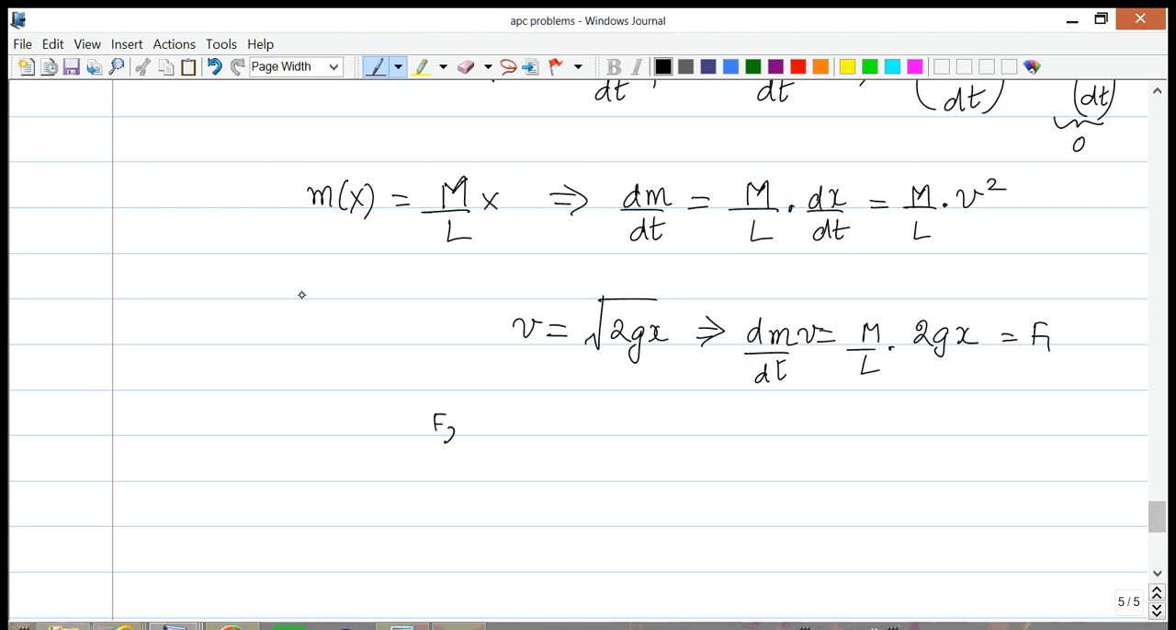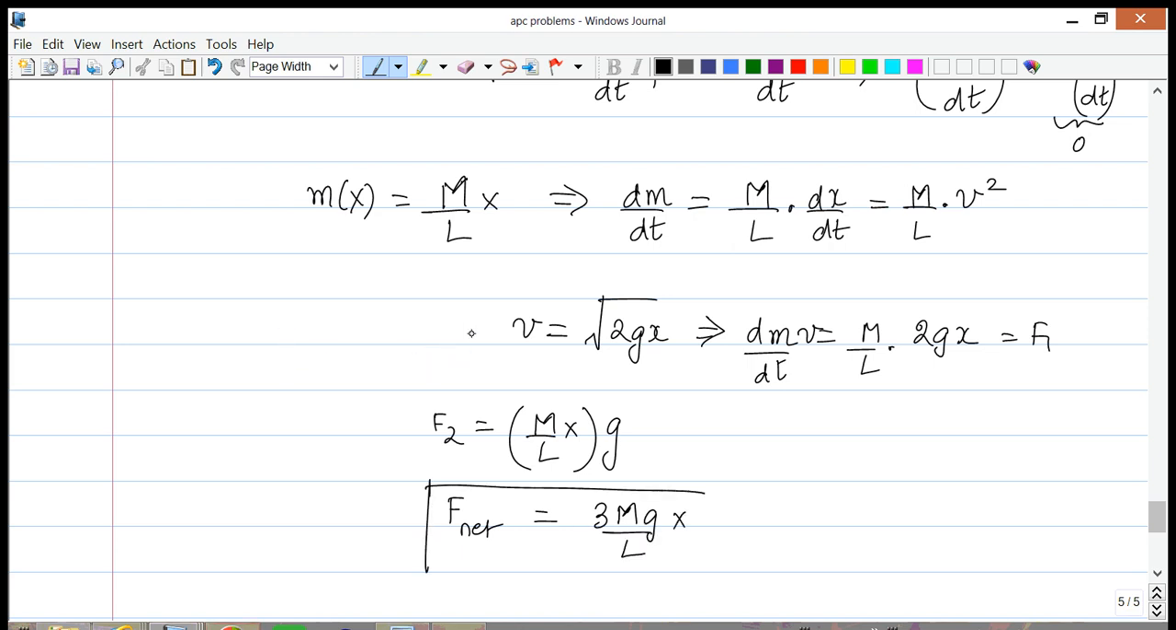The other part of the force is due to the mass that is already sitting on the scale, and that happens to be simply m over L times x, this is the amount, multiplied by g. So the total force is the sum of these two forces, and we end up getting 3 mg over L multiplied by x.